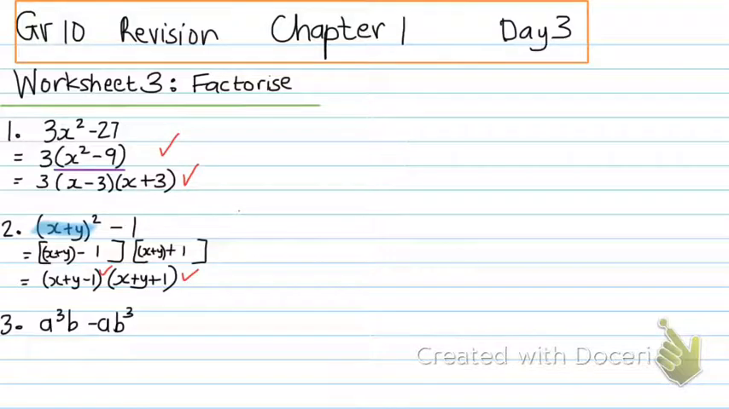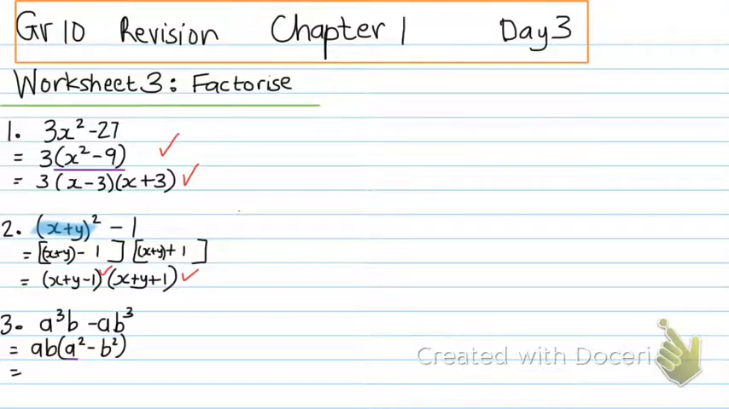The first step of factorization is always to take out a common factor. So when I take out a common factor, I take the lowest power of each variable. So it's going to be the lowest power of each letter. The lowest power of a is just a, and the lowest power of b is b. So it's going to be ab, the common factor. So it's going to be a squared minus b squared.